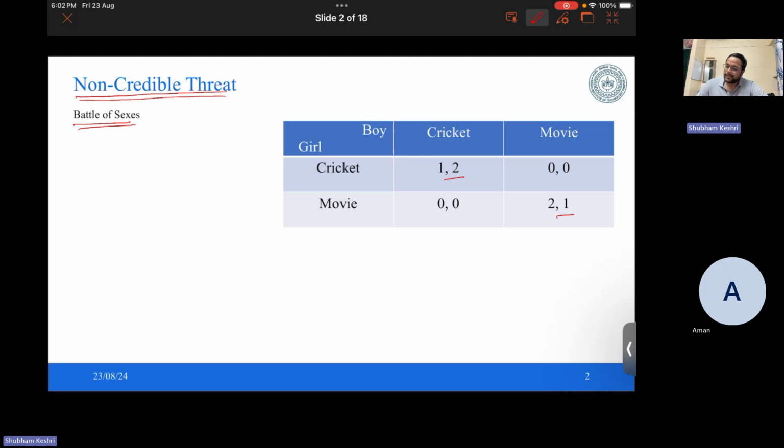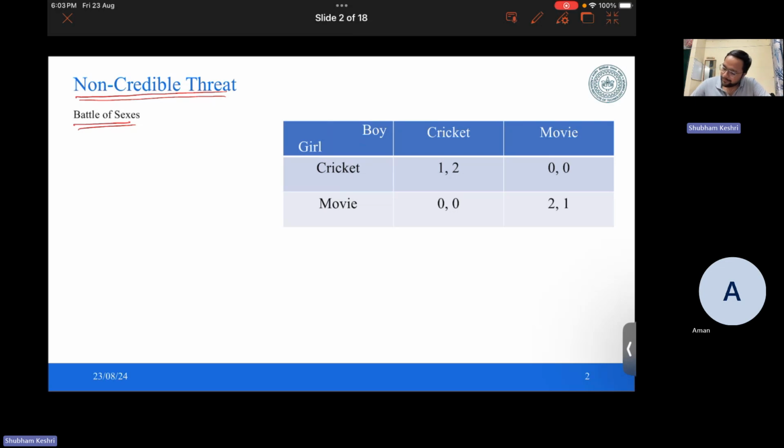So in this game, Battle of Sexes, there are two players, a girl and a boy, and both have two strategies or actions. Either they want to go for a cricket match or they want to go for a movie. So the girl can either choose cricket or movie. Similarly, the boy can either choose cricket or movie. Now, first we will solve this game assuming that it is a simultaneous move game, and then we will solve this game thinking that it is a sequential game or extensive form game.